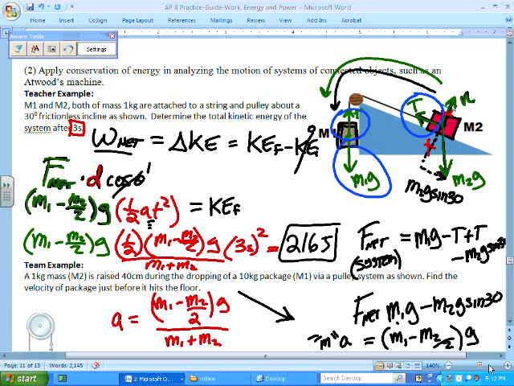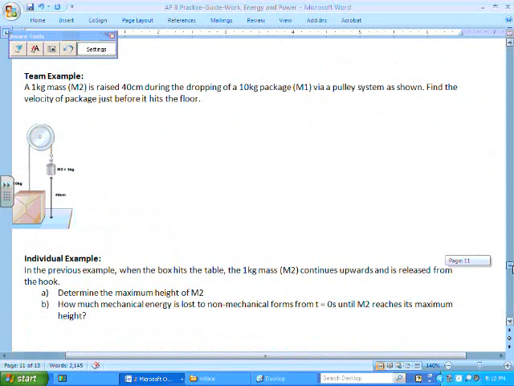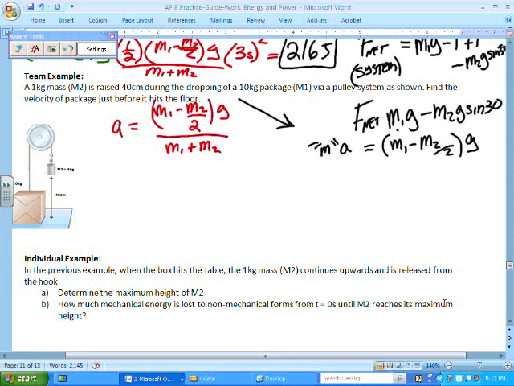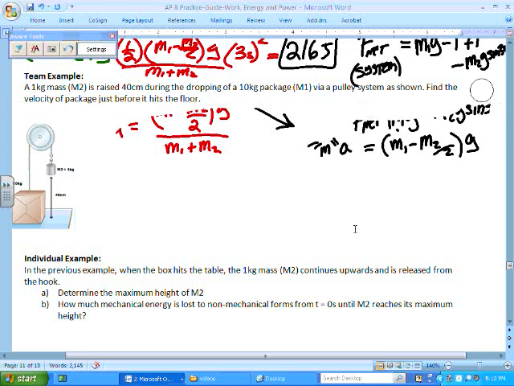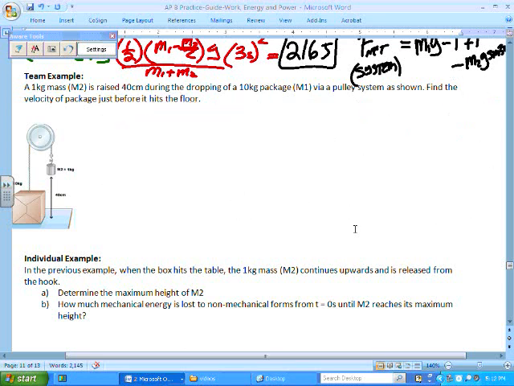Okay, you try one. So you've got a 1 kilogram mass, we'll call it M2, raised 40 centimeters by dropping a 10 kilogram package in the systems shown. Again, we're working off of page 11 in your practice packet. Give this one a try and then check your work when you're done.